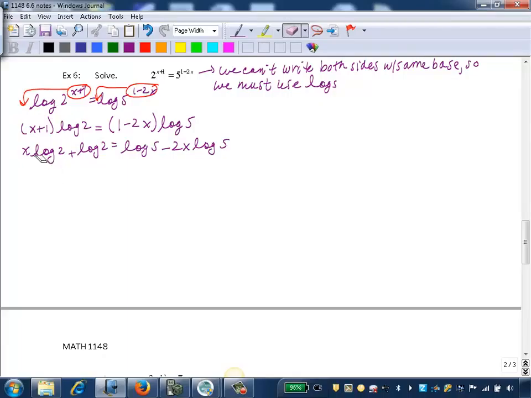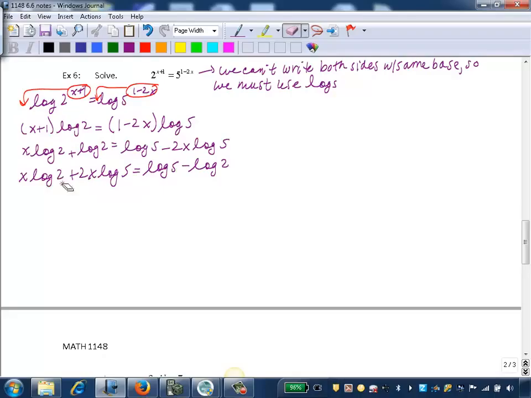Now, all we need to do is get the terms that contain the variable on one side and the terms that don't contain the variable, the constants, on the other side. So we can either add the 2x log 5 to the left, or we could subtract the x log 2 to the right. So let's add the 2x log 5 to both sides to move it over to the left. So I'll have x log 2 plus 2x log 5, and then we're going to subtract the log 2 over to the right, so then we'll have log 5 minus log 2.